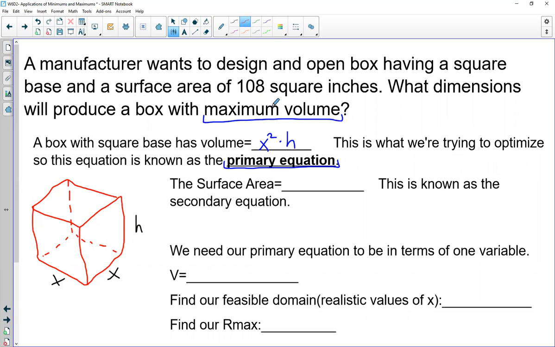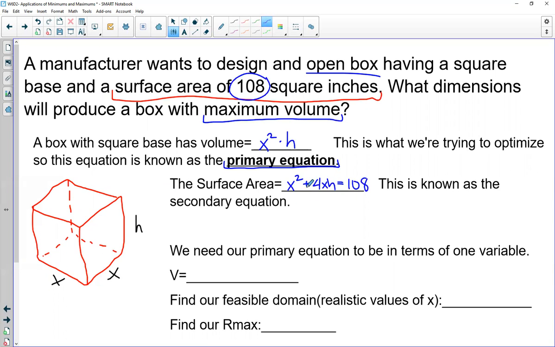Now, in a lot of problems like this, we're going to be given extra information. In this case, we're told the surface area has to be 108 square inches. So we're going to set the surface area equation, which in this case will be x squared, which is the area of the base, plus 4x times h, which will be the area of the sides. We do not have to factor in the top because it is an open box. And we know that the surface area is equal to 108 from the given information.